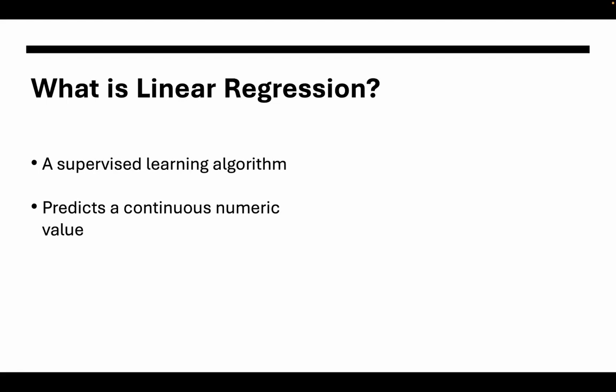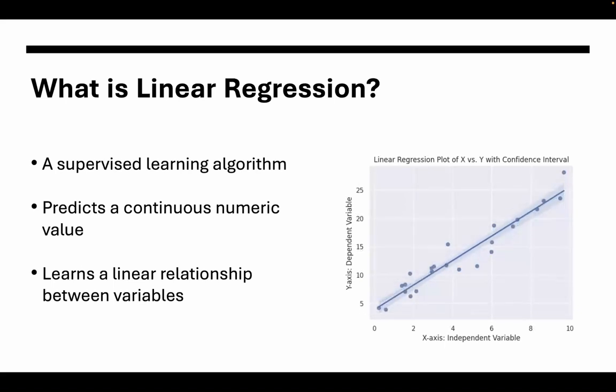For example, we might train it to predict a person's weight based on their height. Once trained, the model can estimate new values it has never seen before. Linear regression is used for problems where the output is a number, not a category.